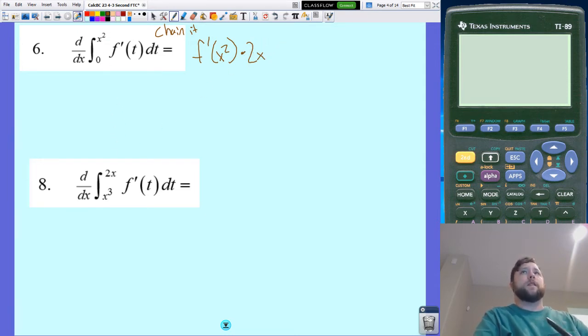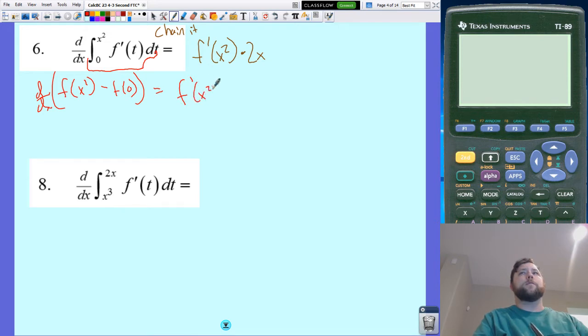Why does that work? Let's just do it in 2 steps. If you integrated this first, just that integration right here, it'd be f of x squared minus f of 0. And then if you derived that, well, the derivative of f of x squared is going to be f prime of x squared, but you have to chain rule the inside, times 2x, and the derivative of f of 0 is just 0. So, hey, it works out.